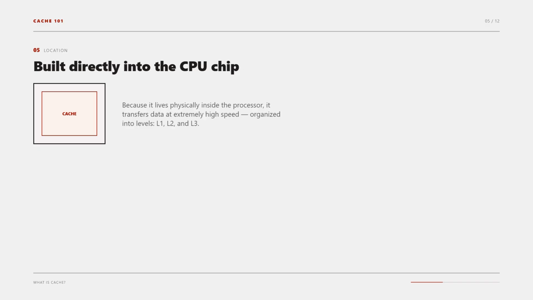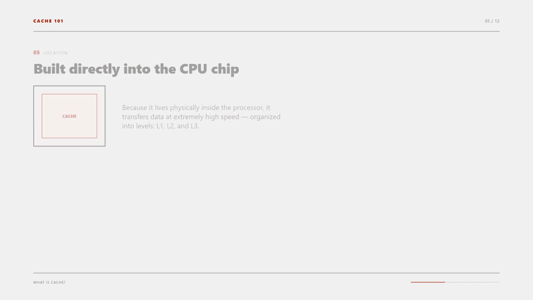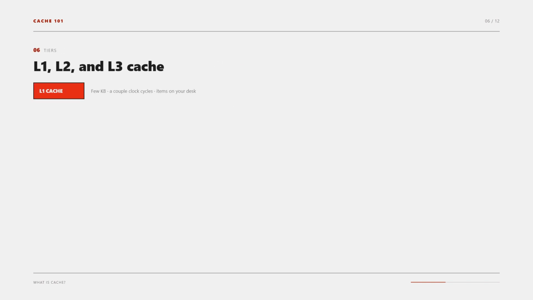Now, CPU cache is organized into levels, and these levels are called L1, L2, and L3. So the first level is called L1 cache. L1 cache is the smallest and the fastest. It is usually only a few kilobytes in size, and it is so close to the processor core that it can be accessed in just a couple of clock cycles. Think of L1 cache as the items sitting right in front of you on your desk.